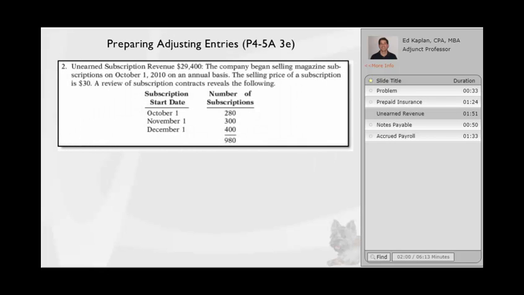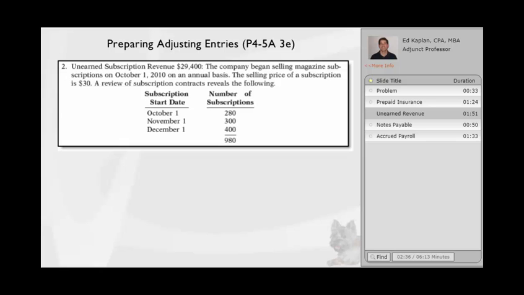Next, we look at the second transaction, and we know that the company had recorded unearned subscription revenue of $29,400. The company began selling magazine subscriptions on October 1st on an annual basis. The selling price of the subscription is $30, and a review of the subscription contract revealed that 280 subscriptions started on October 1st, 300 started on November 1st, and 400 started on December 1st. So the total number of subscriptions that started during 2010 was 980.